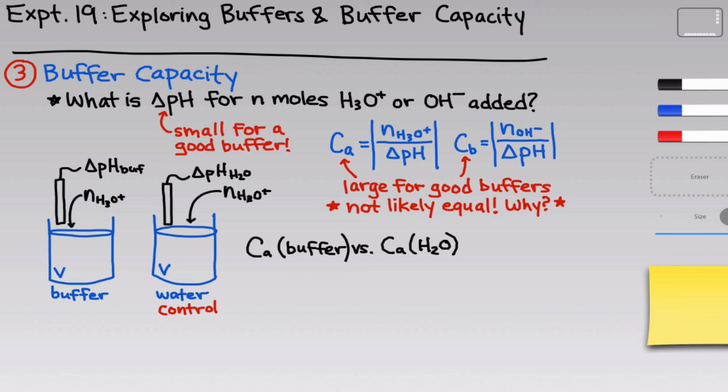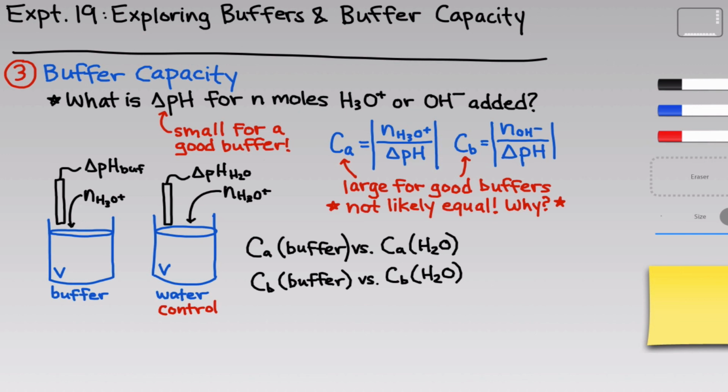And the statement about an equivalent volume is important. It's critical to use the same volume of buffer and water. Using a greater volume of one or the other changes how the solution responds to pH. So it's important to make sure that you use equal volumes of buffer and water. You'll do the same for base and compare the C sub B of the buffer to the C sub B of water. Here again, if the buffer is a good one, is good at resisting strong base, then the base buffer capacity of the buffer will be much greater than the base capacity of water.